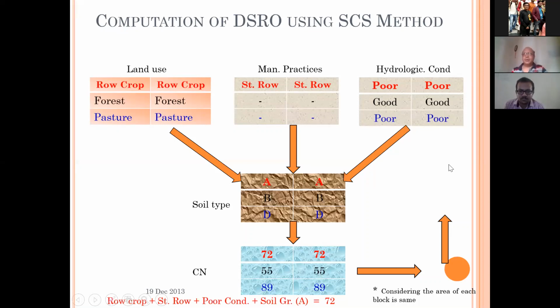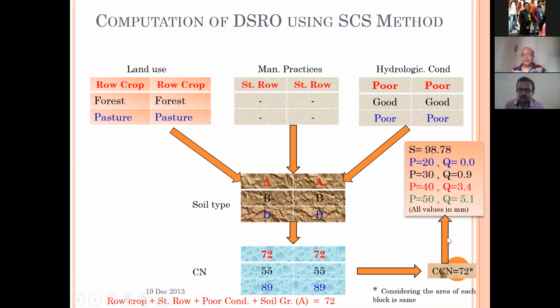Similarly, for all, if we consider that the areas are similar, then we can determine the CCN, the composite curve number, for the whole basin. So a single value we can determine. Then we use this CN value to determine S, and using this P, we can determine Q.